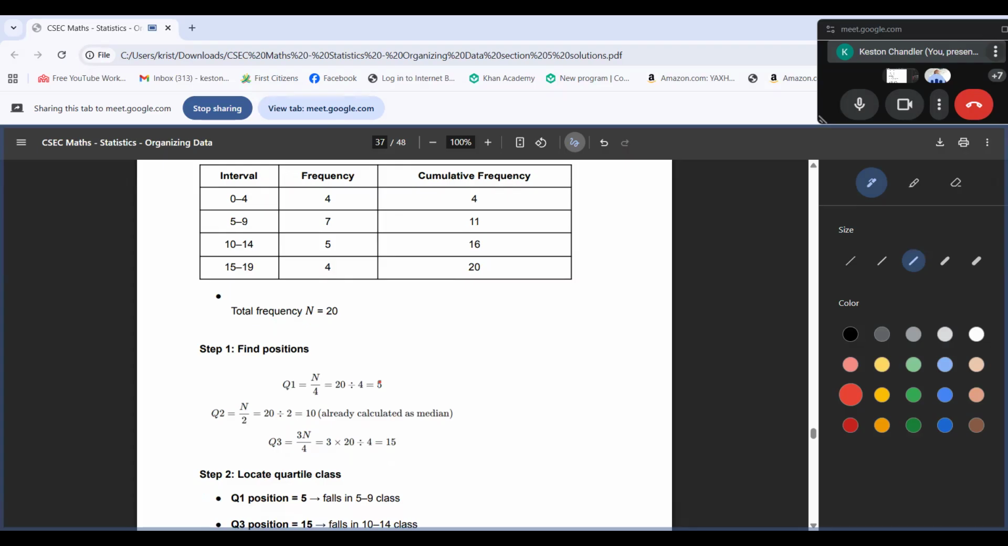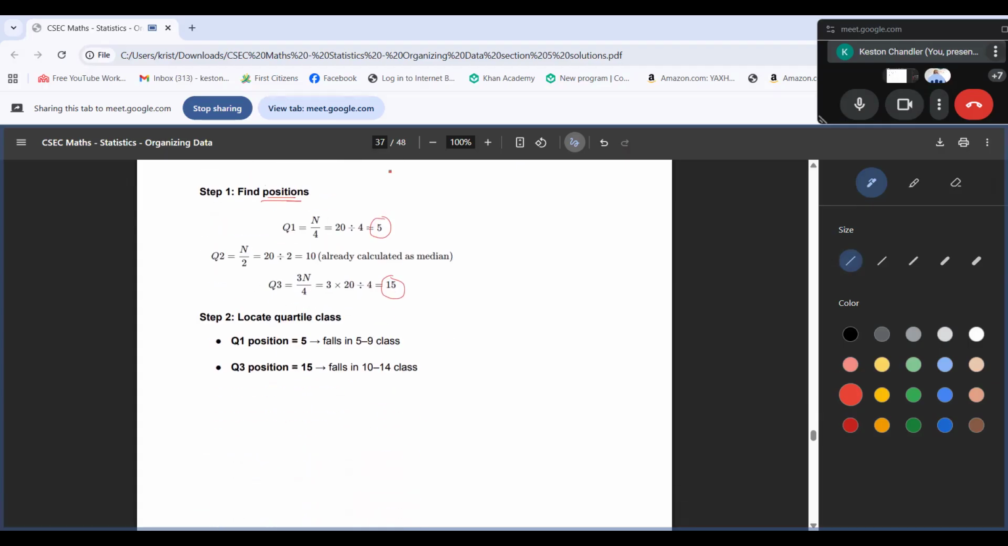Now these numbers that I have here are not actual data values. They're not observations. What these are, are positions, right? These are positions in the ordered data. So after we identify the positions, we now want to locate the quartile class.